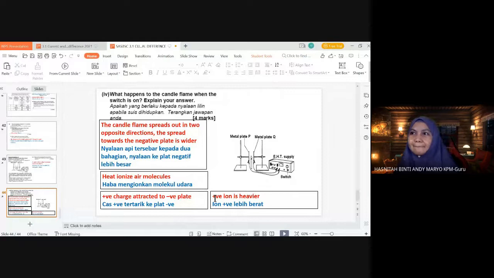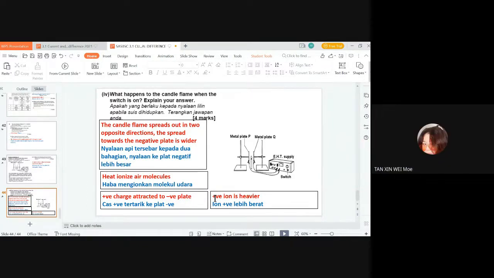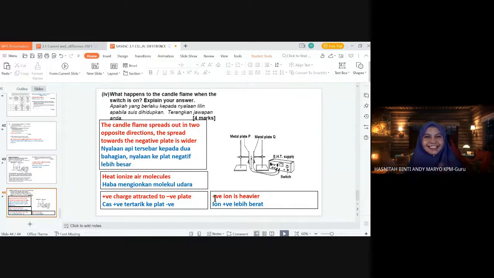So, if I come up with this question, can you answer? What do you think? Can I come up with this question for the essay? 4 marks. Do you think you can get 4 marks if I come up with this question? Explain what happened to the candle flame placed in between an electric field. 4 marks. Can you secure 4 marks from here?